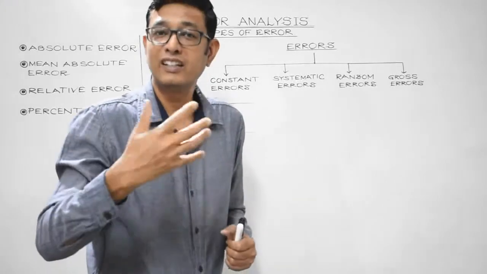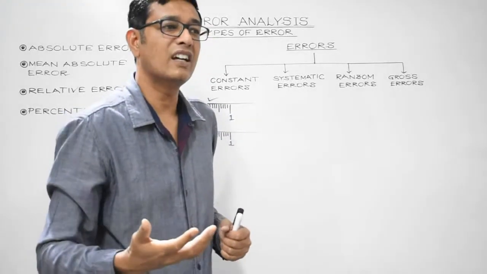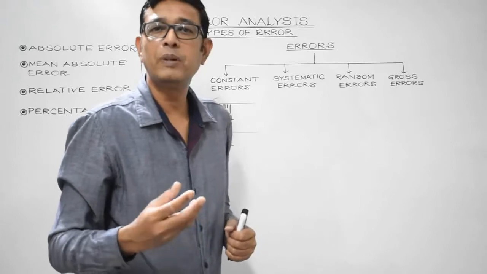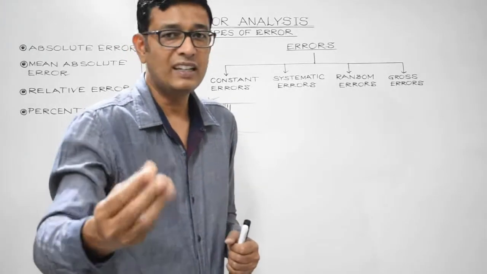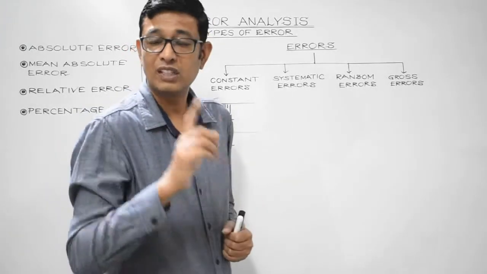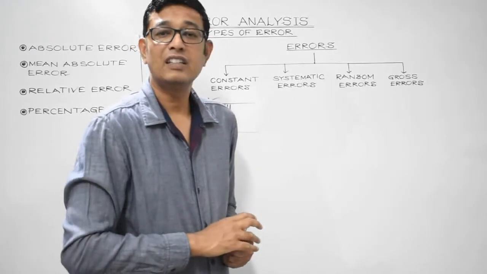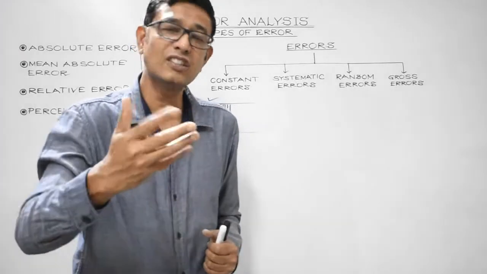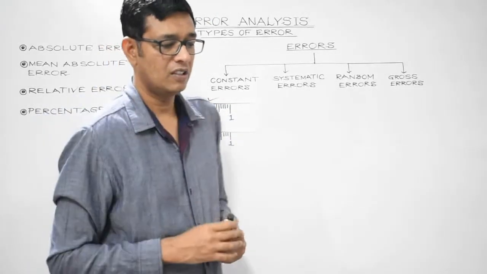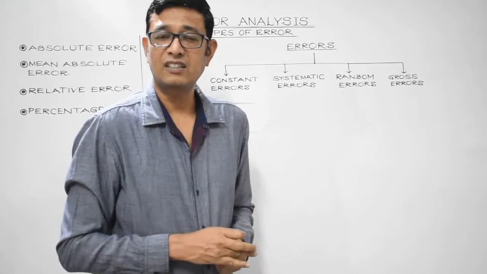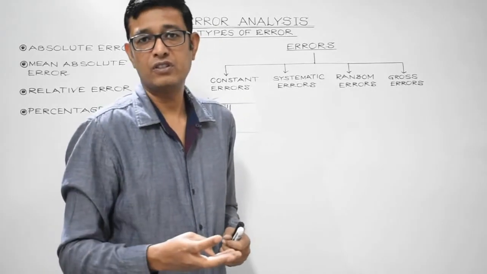Then there are personal errors. Personal errors arise due to the personal peculiarities of the observer or the experimenter. So that is the error due to personal reasons, right? Then there are also errors due to external factors. Now this is very important. External factors are temperature, pressure, etc.